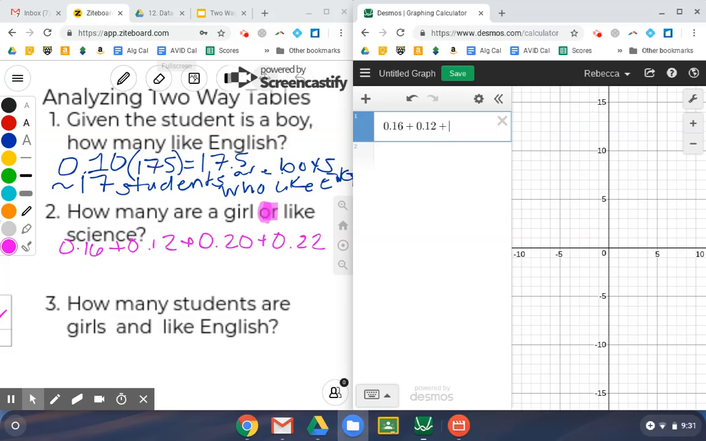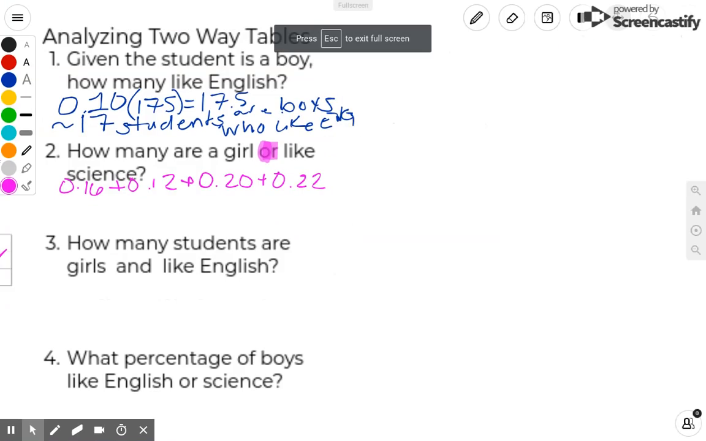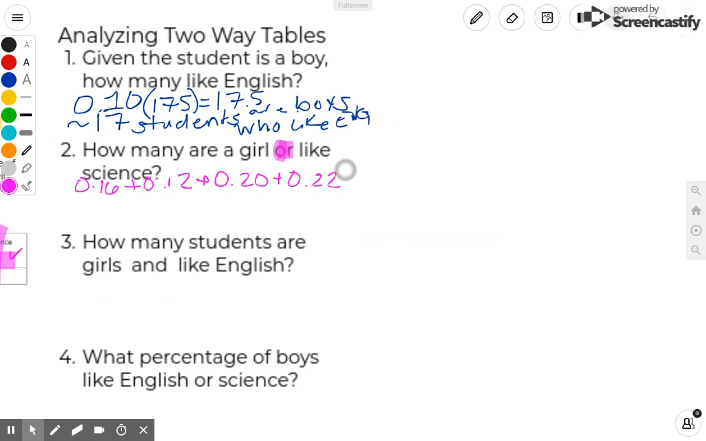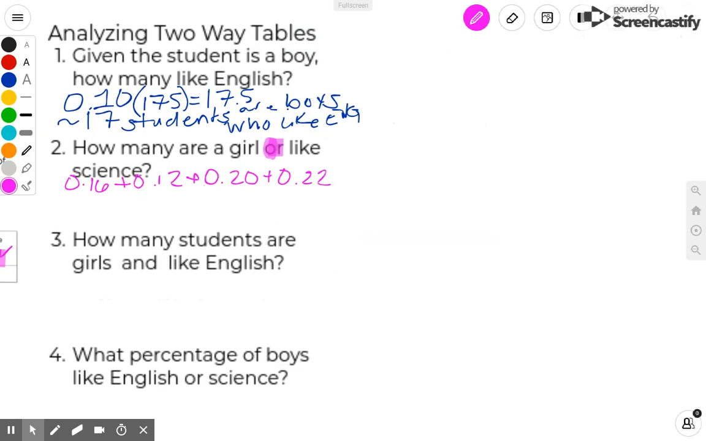Plus 0.12 plus 0.20 plus 0.22. I get a total of 0.7, which is 70%. Okay, so I know that 70% of the people we ask are either a girl or they like science. Now the question doesn't ask what percent. The question asks how many.